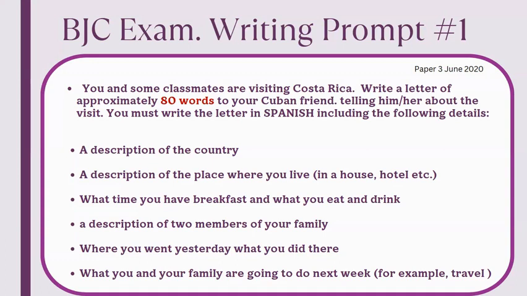All right, anything else? Where you went yesterday and what you did there. Again, it's talking about activities, and notice what they now want you to do. Not only are you going to be writing in the present tense, you are going to be writing in the past tense, because now you're going to talk about what you did yesterday. So this is where the preterite tense comes in.